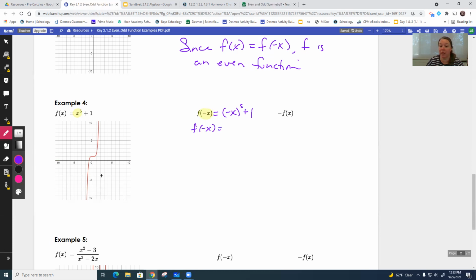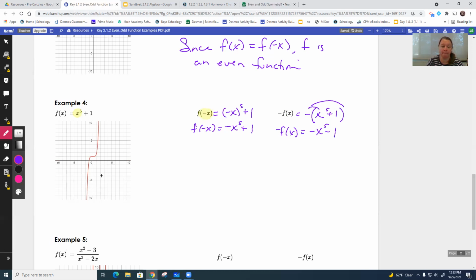If I have an odd number of negatives, then overall it's going to be negative. So comparing these two, those are not equal, so it's not even. If it's odd, these two things will be equal. So this means take the opposite of f of x. So take the opposite of x to the 5th plus 1. Okay, so then this is equal to, if I distribute, negative x to the 5th minus 1.